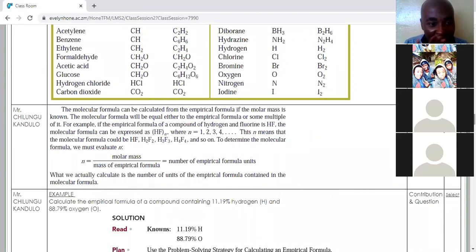Then I want you to go and read further on the molecular formula, because the entire session on Wednesday will be a tutorial on this. So I'll look for as many questions as possible so that you perfect your skill. You're learning from home, so we want you to be the best ones yet.